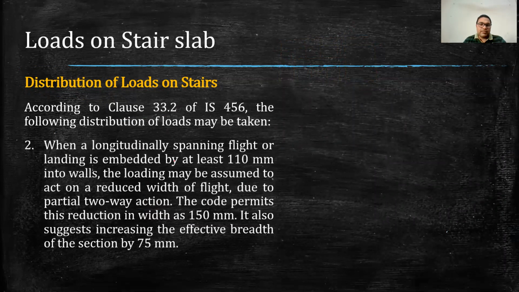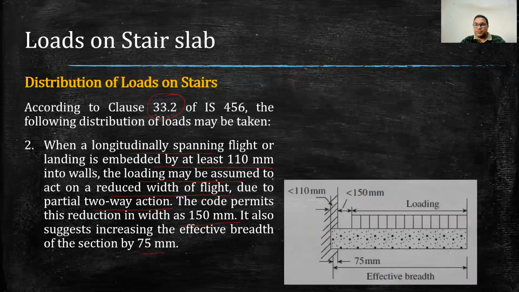In the second case, one more recommendation the IS code has made. According to the same clause, it says when a longitudinally spanning flight or landing is embedded by at least 110 mm into walls, the loading may be assumed to act on a reduced width of flight. Due to partial two-way action, the code permits this reduction in width as 150 mm. It also suggests increasing the effective breadth of the section by 75. It is very difficult to understand this while reading, so we will try to understand that with the help of a figure.